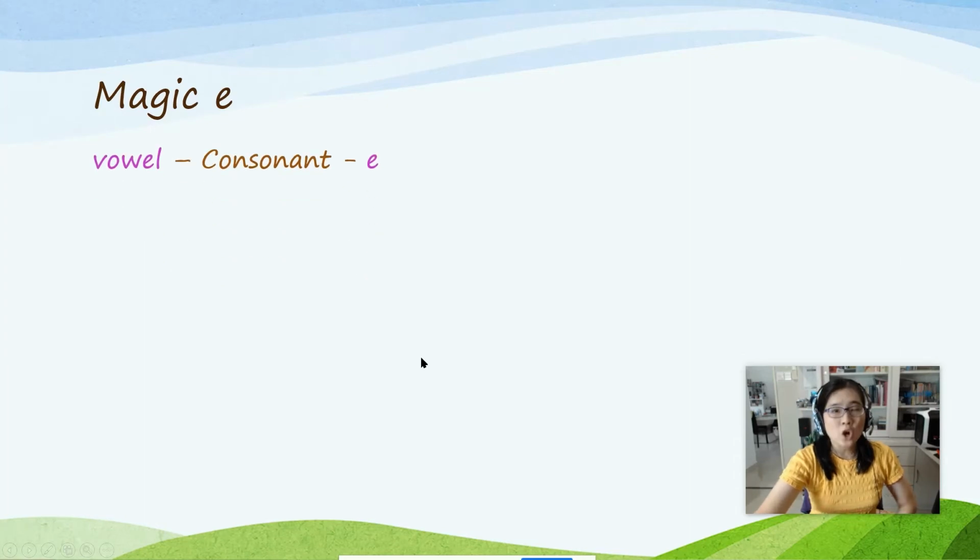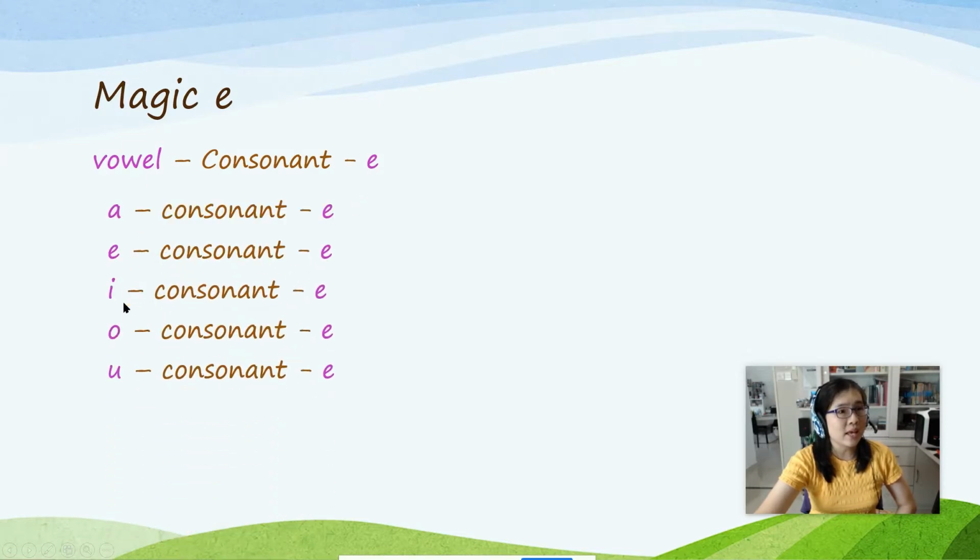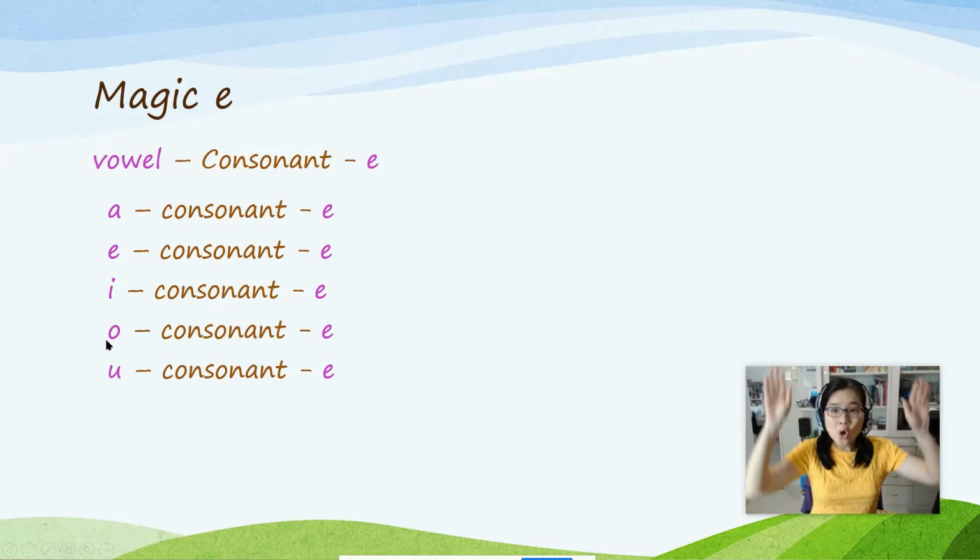Now, magic E only works when there's a consonant between the vowel and the letter E. Remember, vowels are A, E, I, O, U. So when magic E comes in, A is no longer A sound. It becomes A. And this one, E, I, O, and ooh.